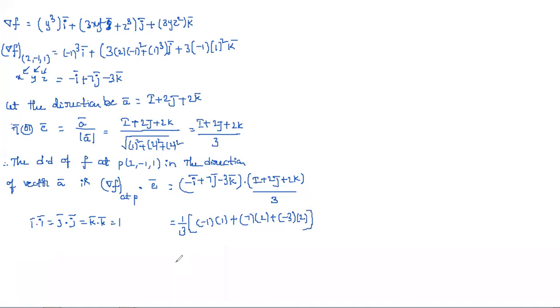Minus 3 into 2. So this is equal to 1 by 3 into, simply what we got, minus 1 plus 14, and this is nothing but minus 6. So this is nothing but simply we get it as 7 by 3. So this is the directional derivative of the function at the point in the direction of vector a bar, 7 by 3. So this is the way you need to find the directional derivative.